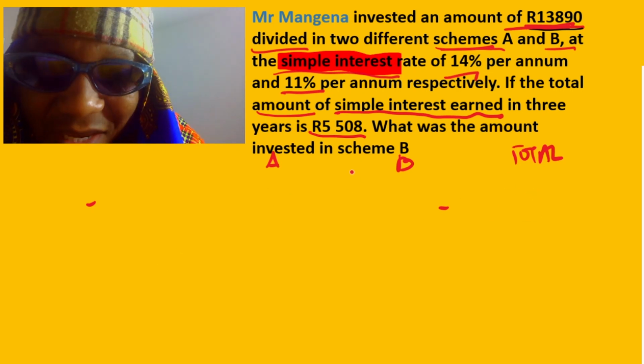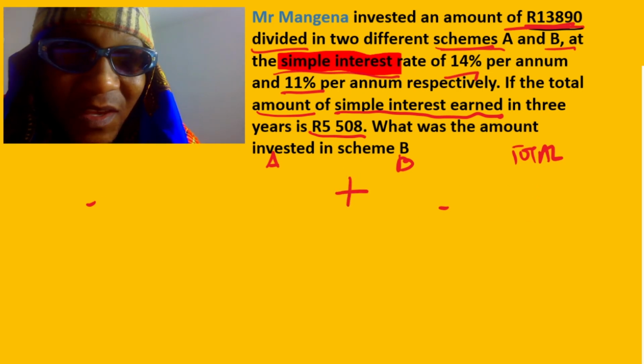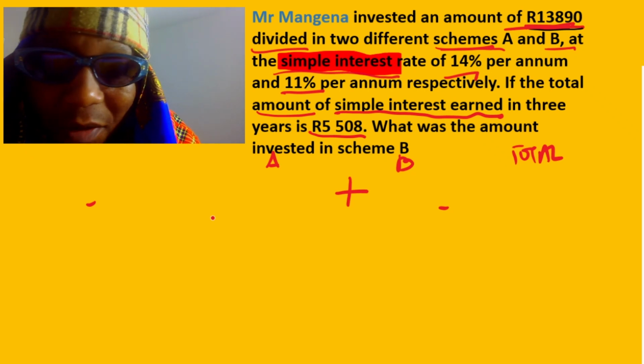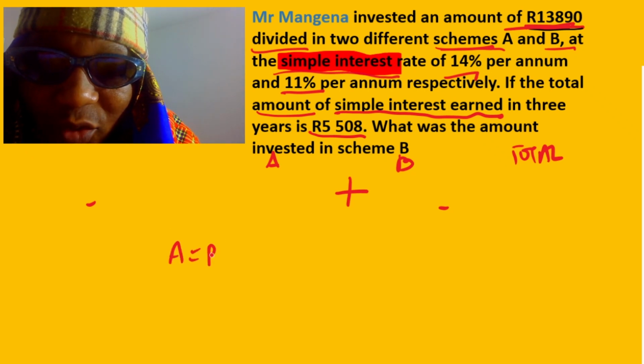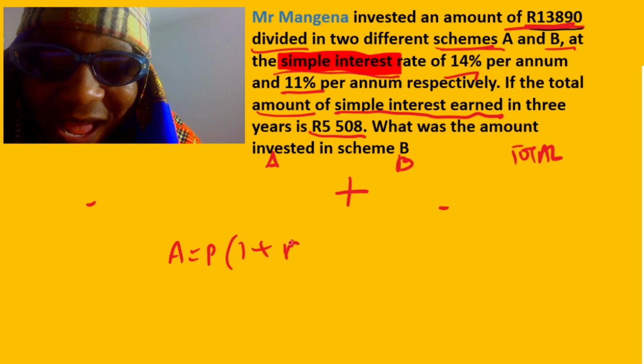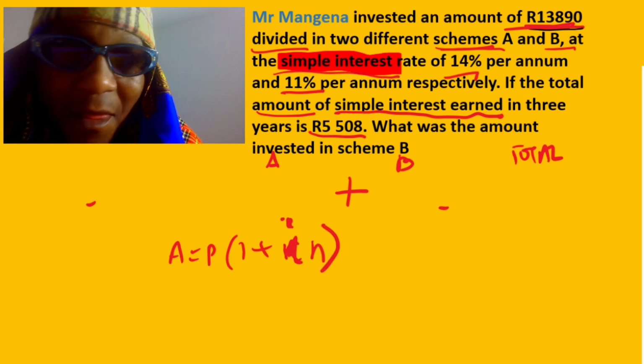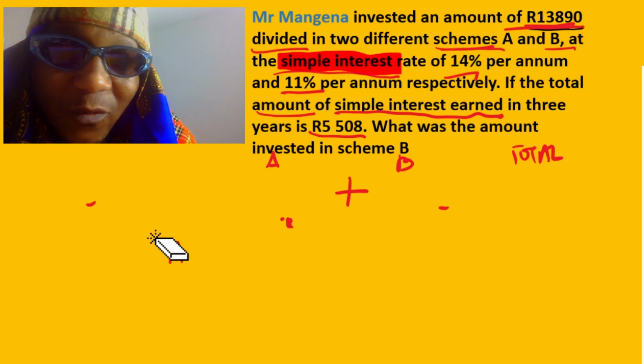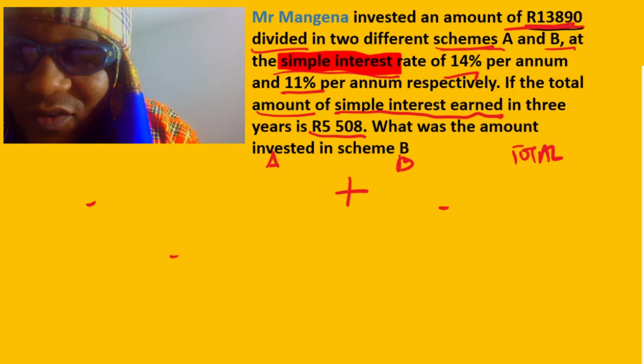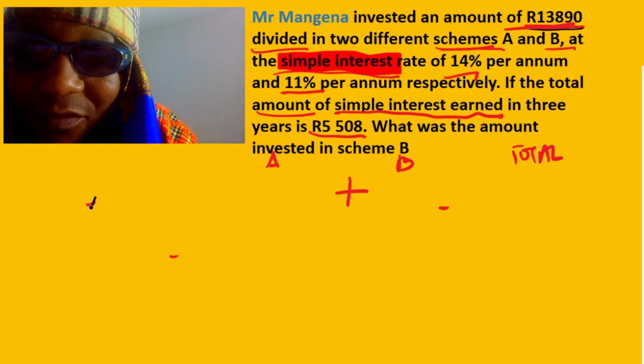So now let's split this scheme. Let's say we want to say, okay, the first scheme, the formula we say is amount equal to principal, and then we say 1 plus interest rate. You can use I or R or whatever you want, times N. So for that case now, I'm supposed to write here: amount equal to principal times 1 plus interest rate times the number of years.